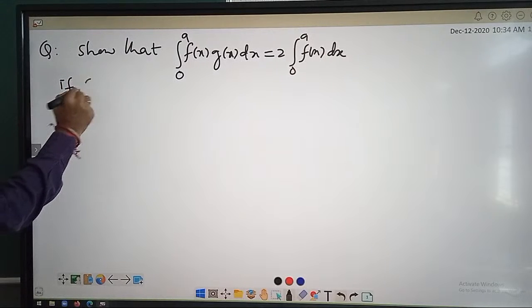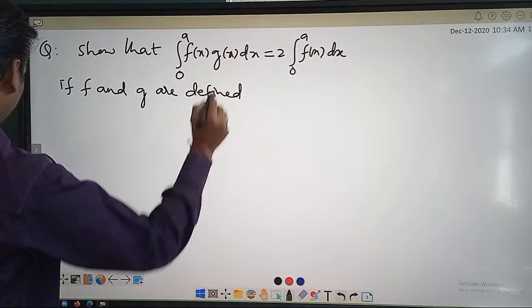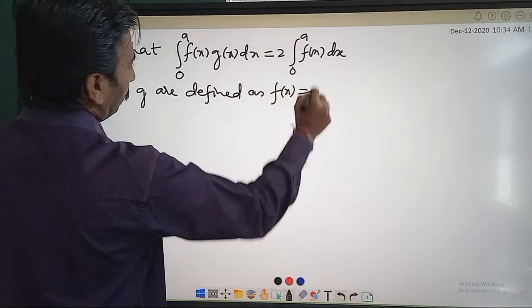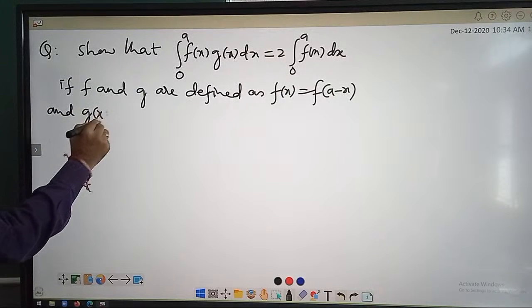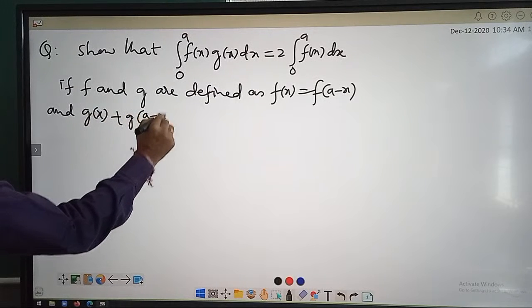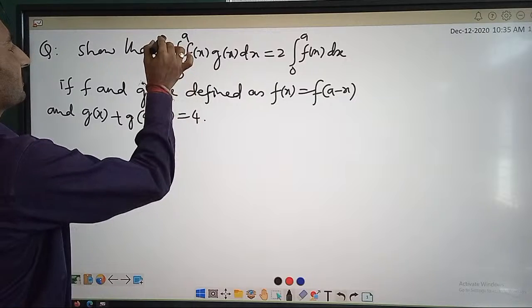If f and g are defined as f of x equal to f of a minus x, and g of x plus g of a minus x equal to 2. Correct? It's not any more difficult a problem. I need to prove somewhat like this. Correct?